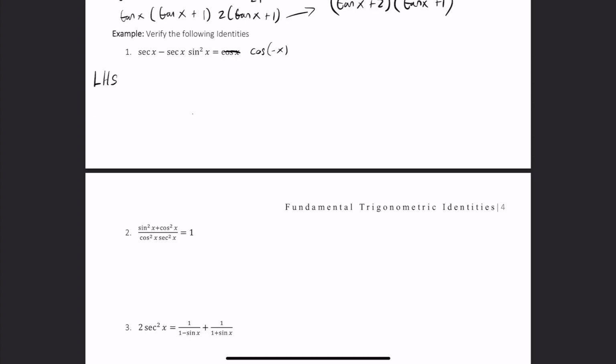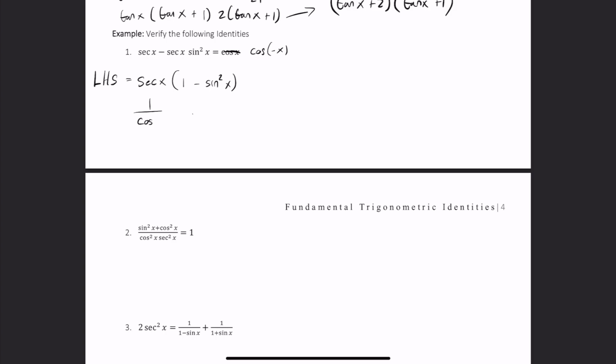Okay, so this will set this equal to whatever we're going to do. So looking at this expression, we see that we can factor out a secant x from this expression. And like I said, we're only going to focus on the left-hand side of this expression. So factoring out a secant, we'll have 1 minus sine squared x. And now, what can we do to get to this? So we're trying to get to a cosine. And we know that secant is actually just a reciprocal of cosine.